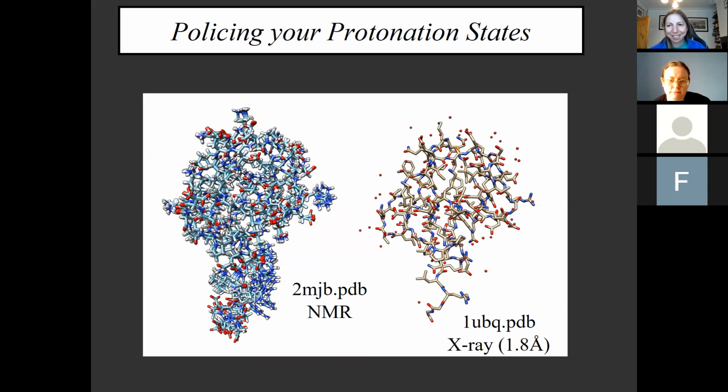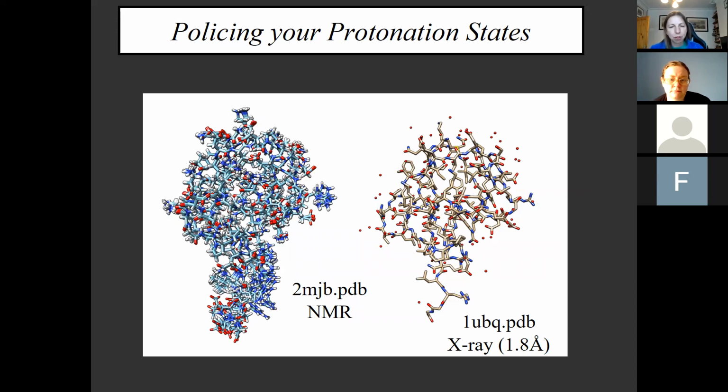So when we download a structure from the PDB, depending on whether we're downloading an NMR structure or an X-ray crystal structure, they're going to look very different. I've provided an example of an NMR structure on the left and an X-ray crystal structure on the right. There are more crystal structures in the PDB than NMR structures. NMR is extremely hard, and it's generally only applicable to smaller proteins or protein complexes.